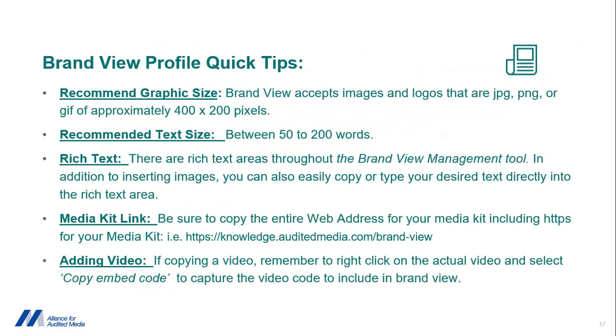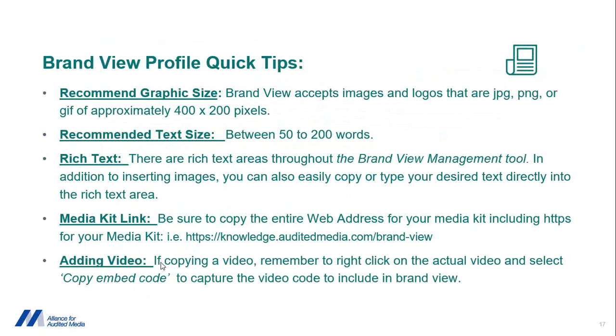Recommended graphic size is 400 by 200 pixels. Text size: when you're talking about your publication, don't get too wordy. You don't want chapters or anything like that. Just keep it concise, between 50 to 200 words. Also, I'm going to show you in our live demo, when you do your text, you can italicize, you can bold it, you can do all sorts of things with the text. And also, when you're doing your media kit, make sure you copy the whole entire address. That includes the HTTPS portion of your address.